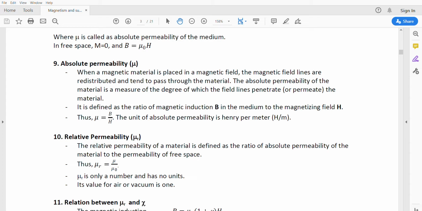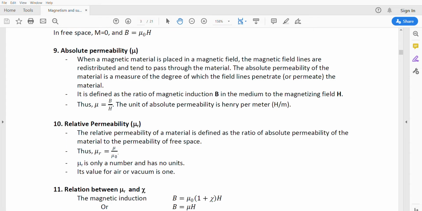How the lines of force penetrate through the material, how the material allows the lines of force through, is said to be the permeability. It is defined as the ratio of the magnetic induction B to H. We know that mu is equal to B upon H. The unit of absolute permeability is Henry per meter.